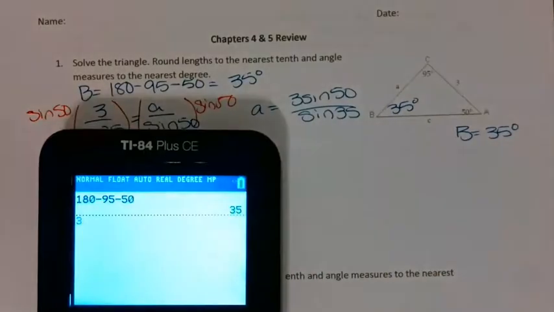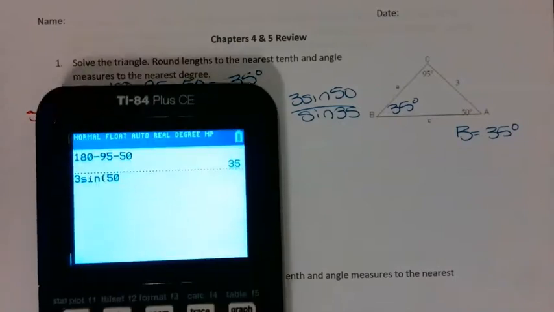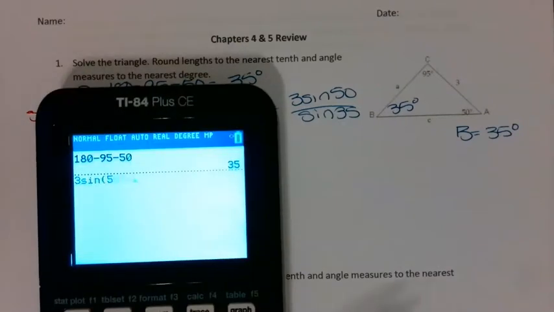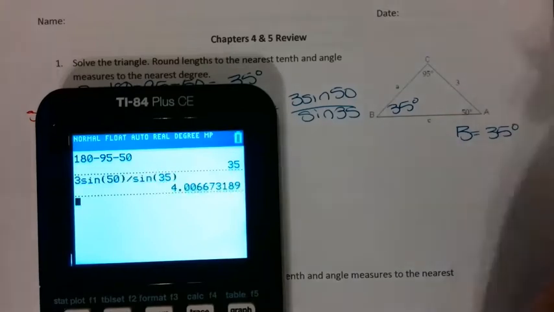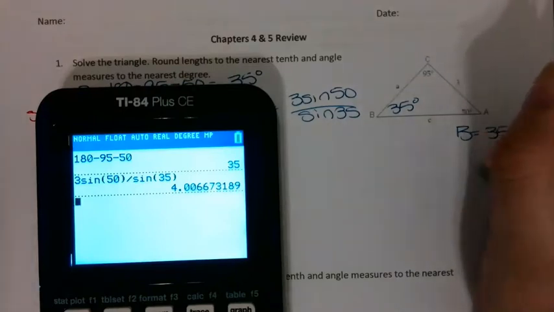Okay. Then I type this in. When I type in the 50, I want to make sure I close the parentheses, otherwise it'll come up with an error when I try and type in the bottom sine. And this gives me 4.00, so I was solving for little a. It is 4.